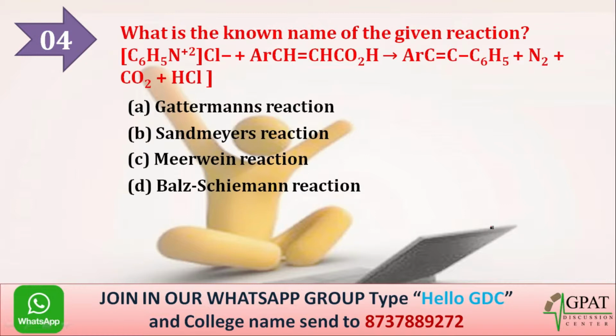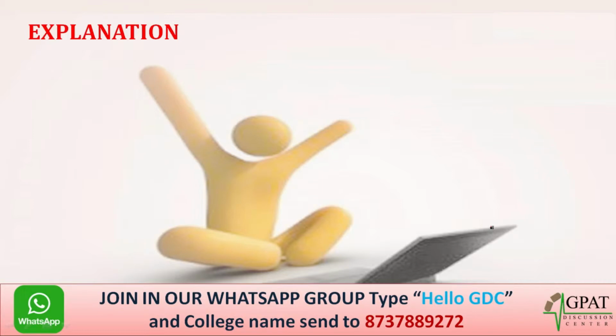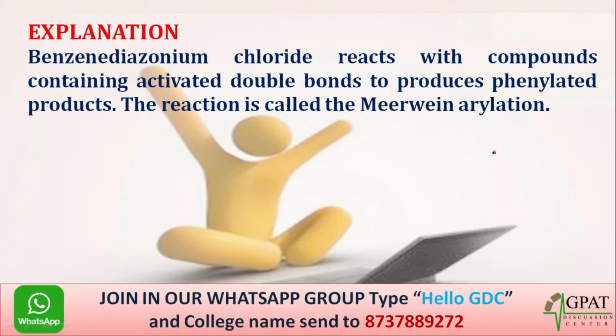The correct answer for this reaction is the Meerwein reaction. What is the Meerwein reaction? Let's discuss with the help of the explanation: benzene diazonium chloride reacts with a compound containing activated double bonds to produce a phenylated product. So the reaction is called the Meerwein reaction.